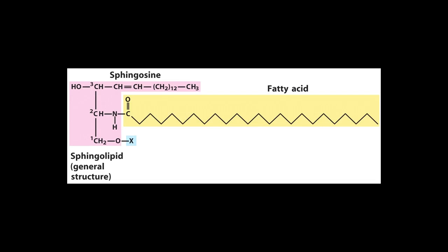Now, sphingosine combines with a fatty acid. The fatty acid is in yellow here. Sphingosine is in this light pinkish color. If there is an X here, then we say it's a sphingolipid, where X could be many things. But if X was hydrogen, then this whole molecule would be called ceramide.